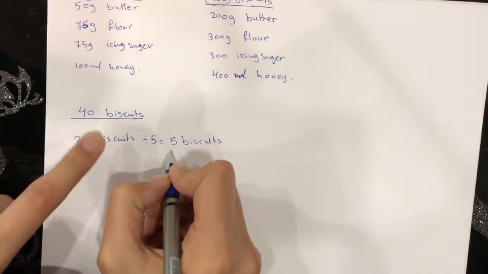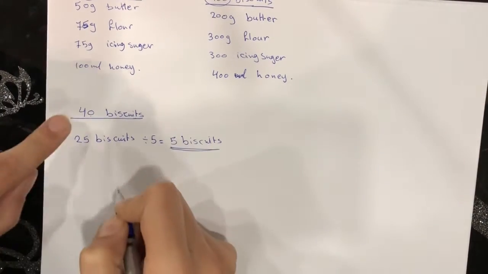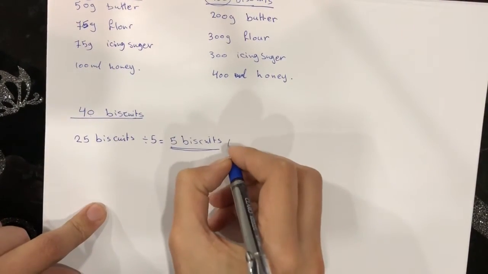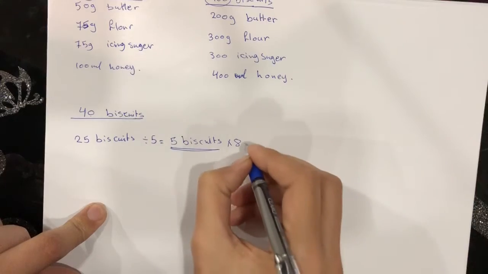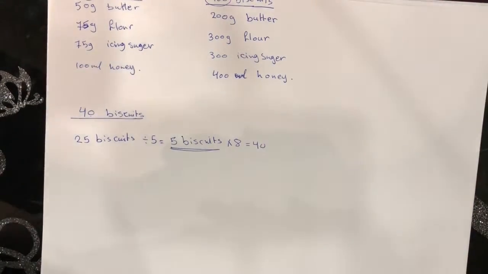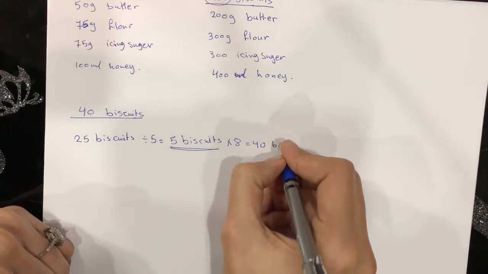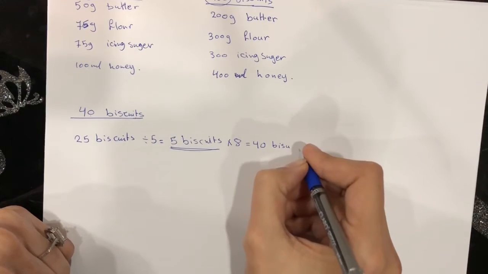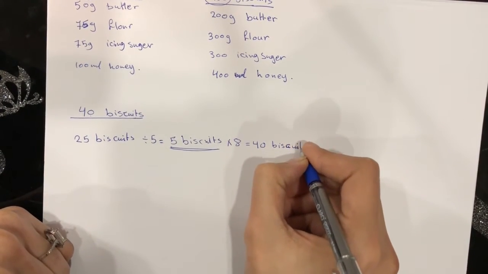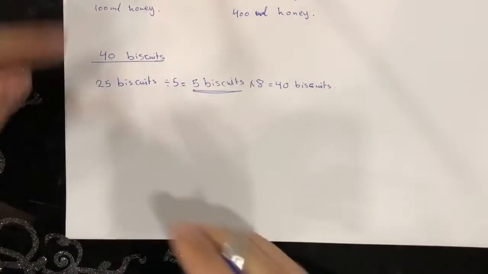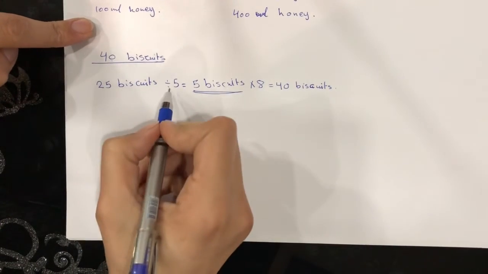And then from this 5 biscuit ingredients, I want to make 40, so I will multiply by 8. So 5 times 8 will be 40. You need to do whatever mathematical operations you need to get to a 40 at the end. So each ingredient will be divided by 5.